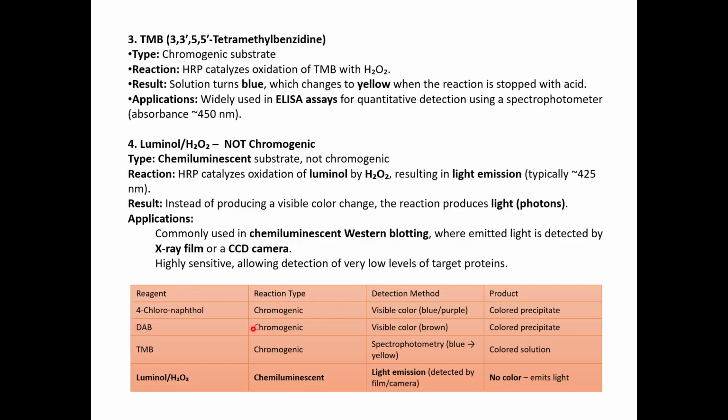So this is a comprehensive table of all the three options. So these three, 4CN, DAB and TMB are all chromogenic and produce a visible color which can be detected either by microscopy or spectrophotometry. Then luminol is chemiluminescent, so there is light emission which is detected by a film or a camera. Here there is no color that is produced visibly.